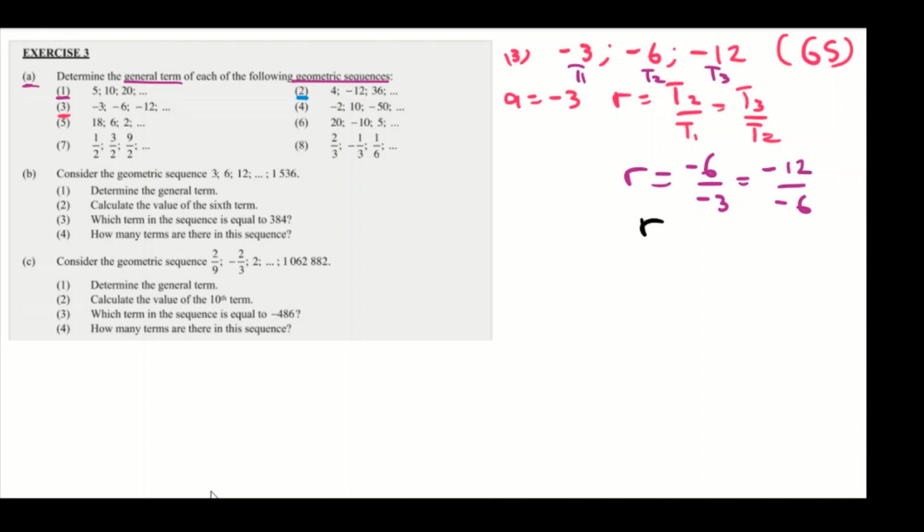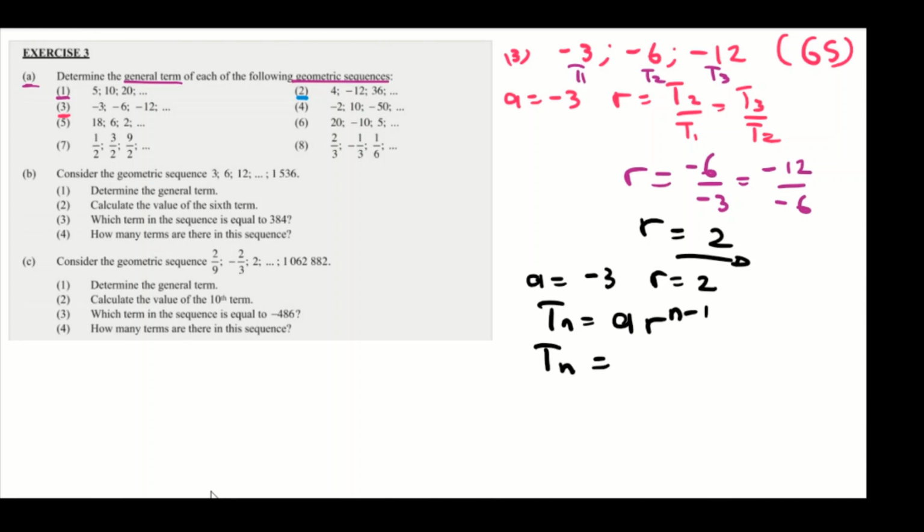So our common ratio for this problem is going to be 2. So we have A equal to minus 3 and R equal to 2. T subscript n is equal to A R to the power of n minus 1. T subscript n is equal to our A value, which is minus 3, times our R, 2, to the power of n minus 1. So this is going to be your general term for this sequence.